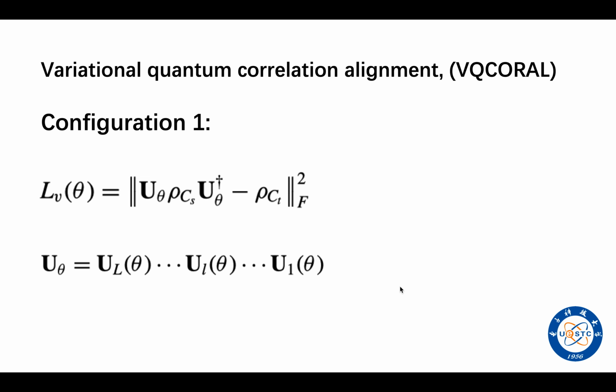Although the QCORAL can be performed on a universal quantum computer with exponential speedup, the implementation critically requires a high-depth quantum circuit and fully coherent evolution. Alternatively, the CORAL can be implemented on near-term NISQ quantum devices with a variational hybrid quantum-classical procedure.